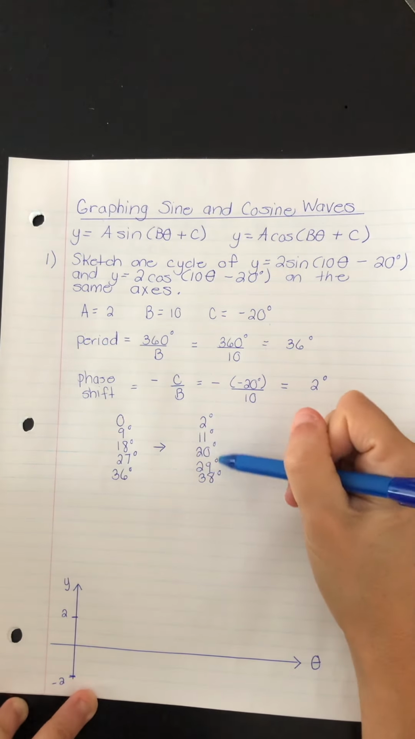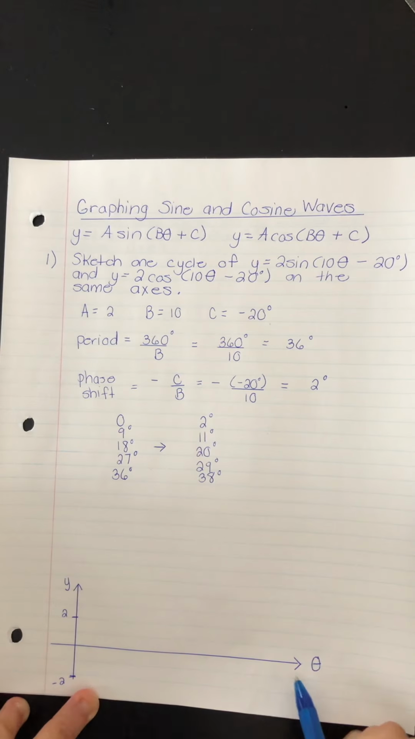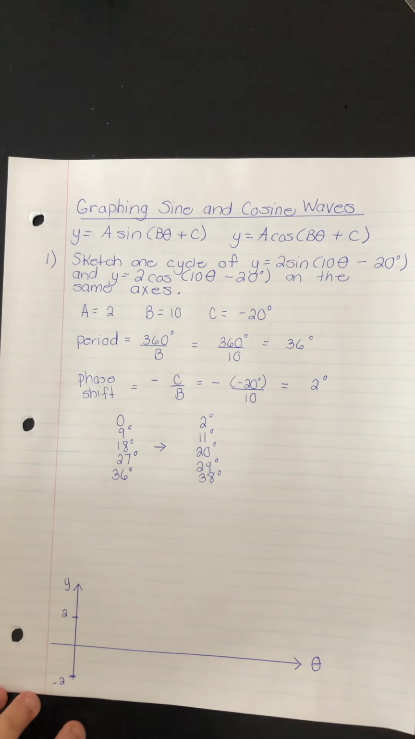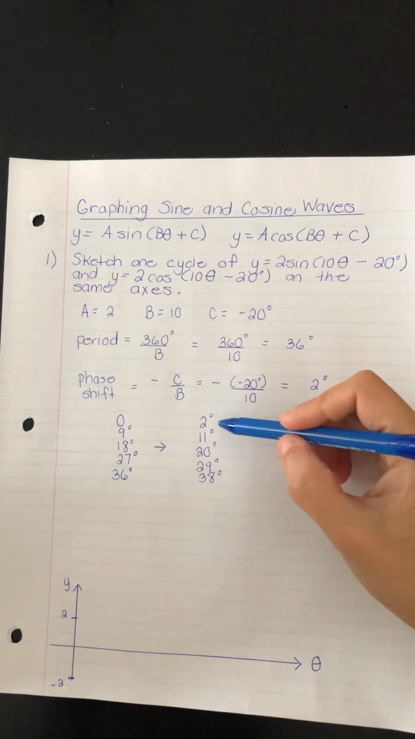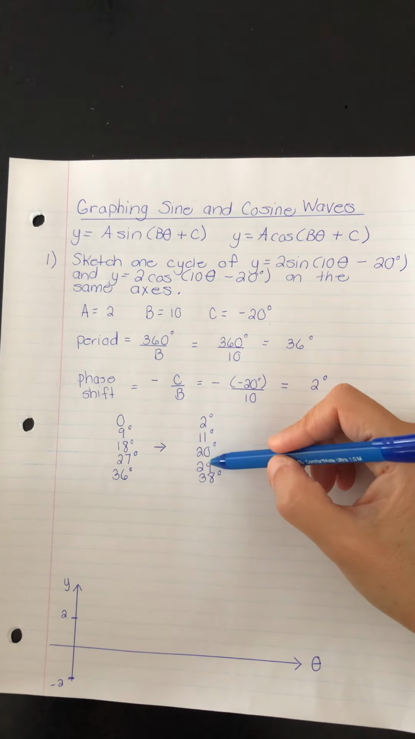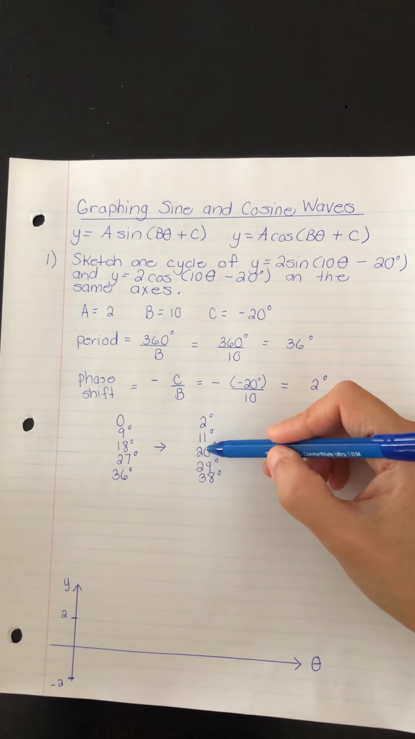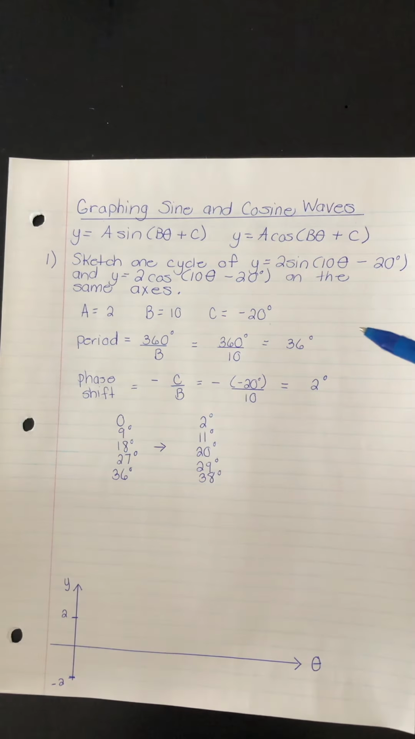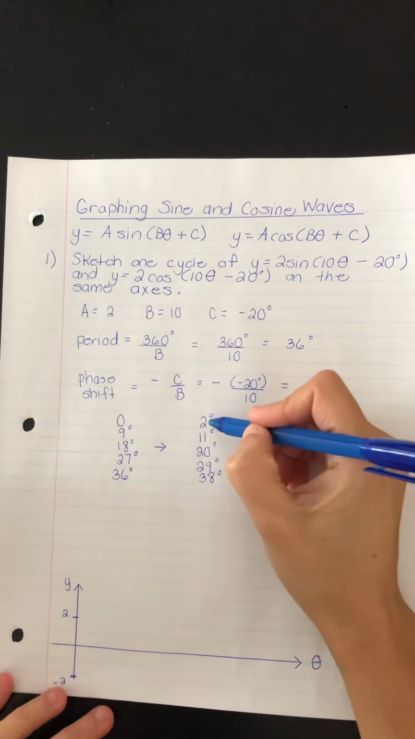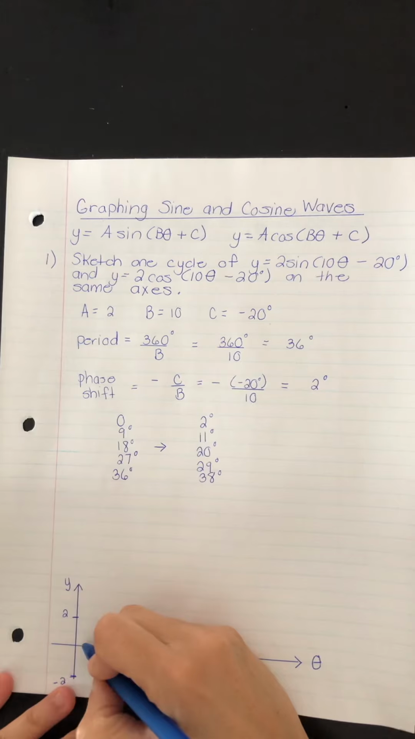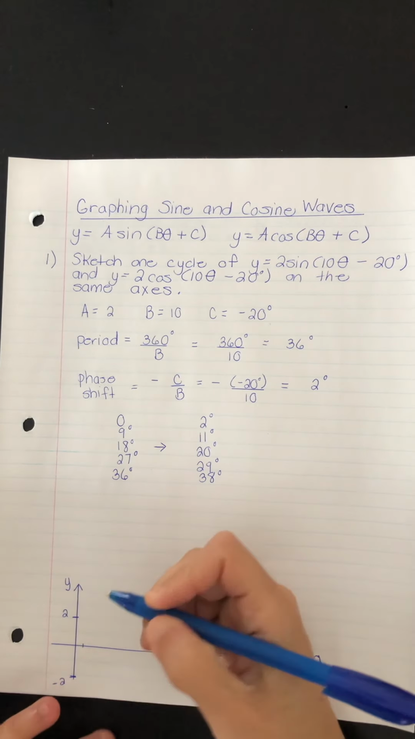So these are the numbers I'd like to show on this horizontal axis, and they're the only numbers I'd like to show there. Notice they are also, each one is 9 degrees away from the other one. When I go to graph these, I want to start a little bit to the right of 0. So I'm going to say right there is 2 degrees.